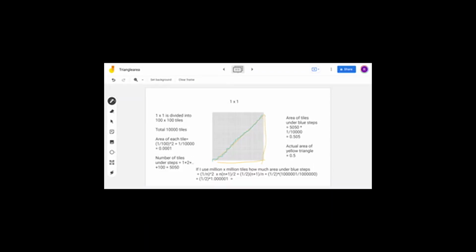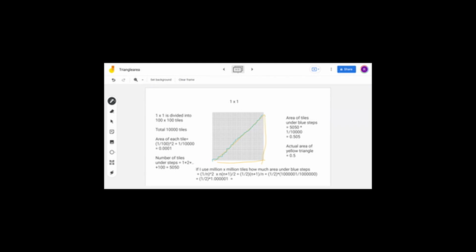Sir, we have to find the area of each square by multiplying the area of each square into the number of tiles under the blue steps. Okay. And how much was the area of each tiny tile? We divided the whole square into n by n, so the area of each square is equal to 1 by n whole square. Yes, it's 1 by n square.